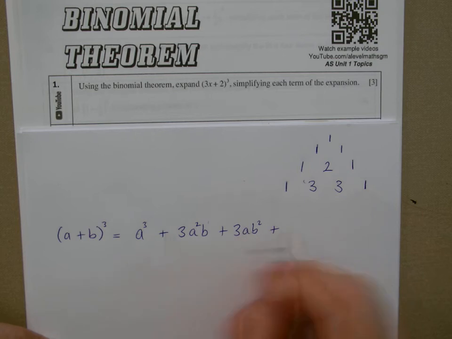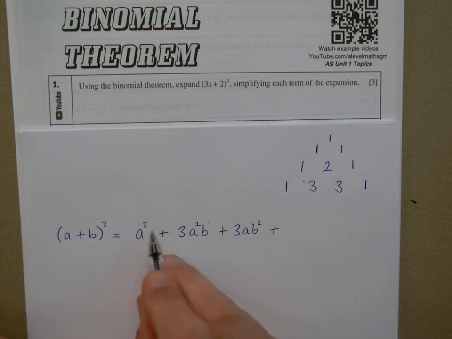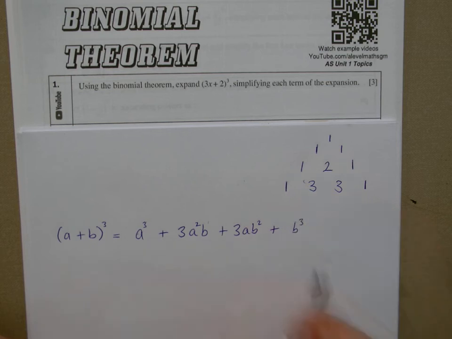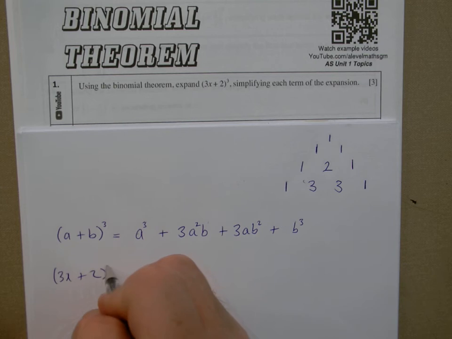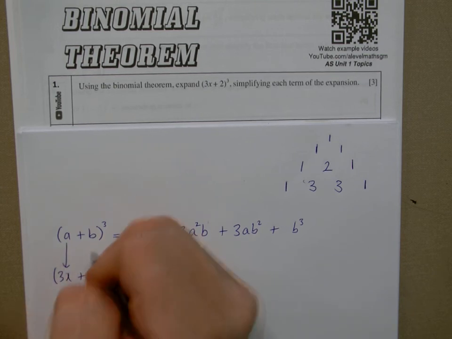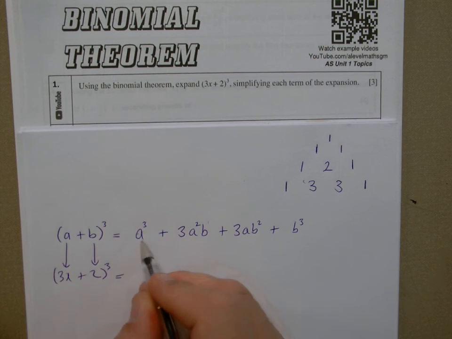It'll be a to the power 0, because we've got a cubed, a squared, a to the power 1, a to the power 0, which we don't need to write. And the b's are increasing: b to the 0, b to the 1, b to the 2, b to the power 3. So there's our general formula. What we do then is substitute in the terms that they've given. In a sense, your a becomes 3x, your b becomes 2. So we literally put them in there.